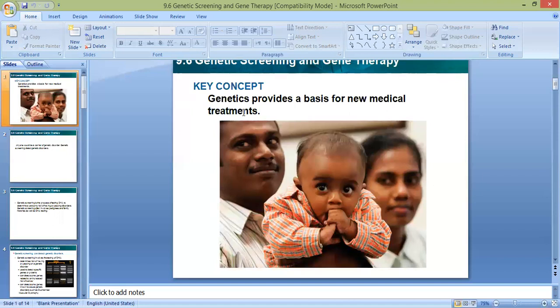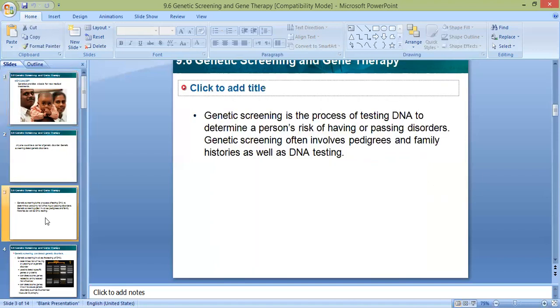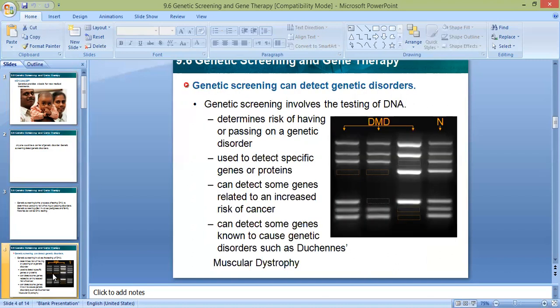We said إنه we can use genetic screening by testing DNA with different methods to determine if a person is at risk of having or passing some disorders. قلنا genetic screening involves pedigree, DNA testing. Okay? They detect the defective gene, and to tell the rest. Sometimes they can make therapy for this disorder, or they can tell about the rest.